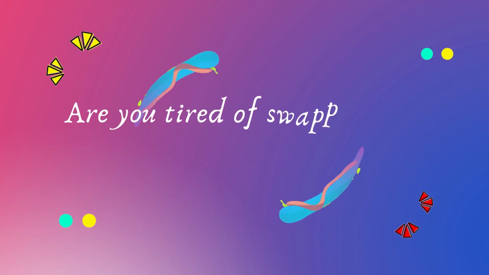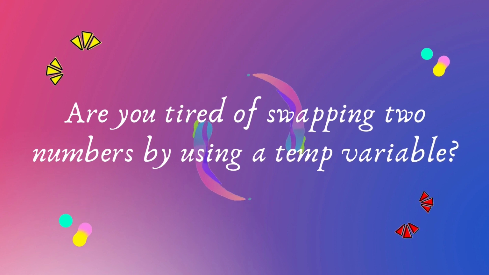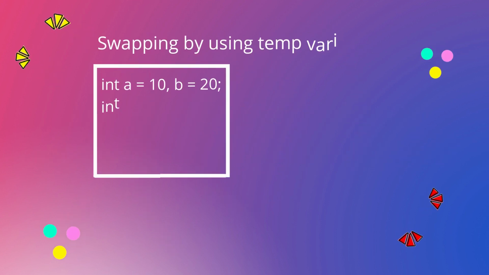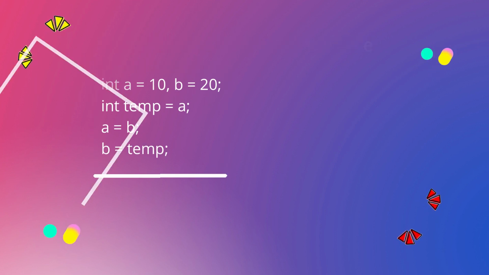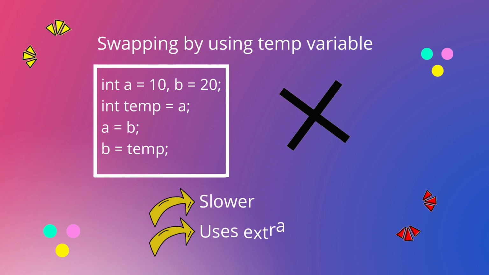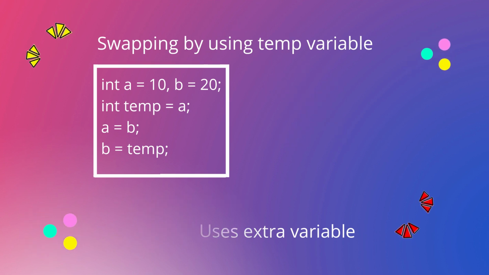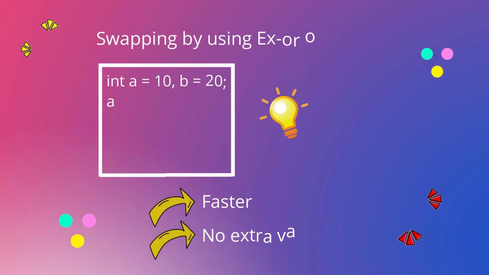Are you tired of swapping two numbers by using a temporary variable? Let's see how you have been doing before. You must be using a temporary variable to swap the numbers. But this is not a great way to do it. This way of swapping is slower and uses an extra variable. But a better way of doing this is by using the XOR operation.